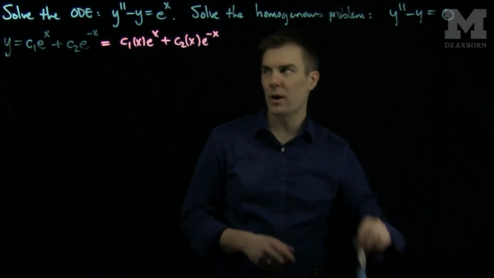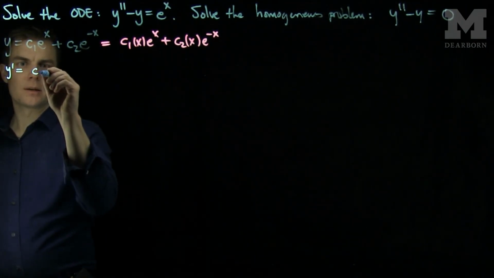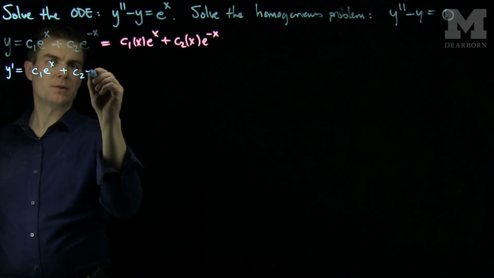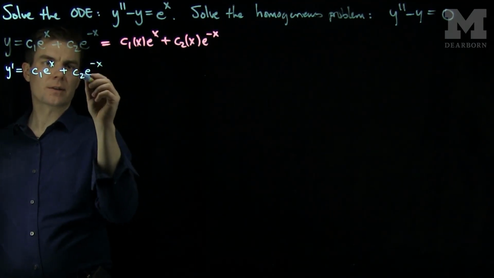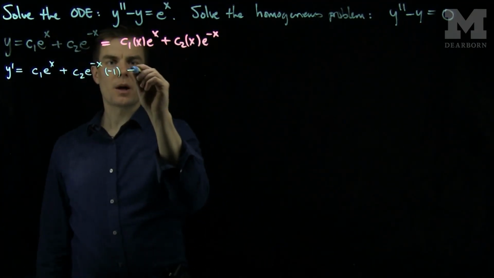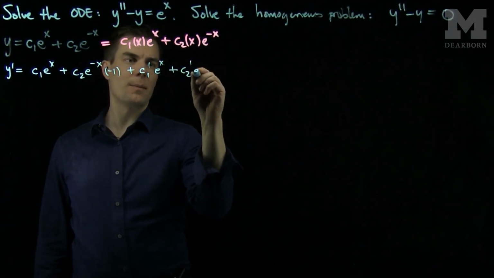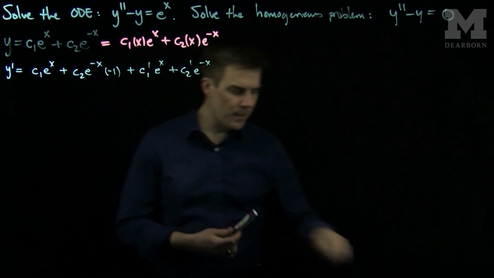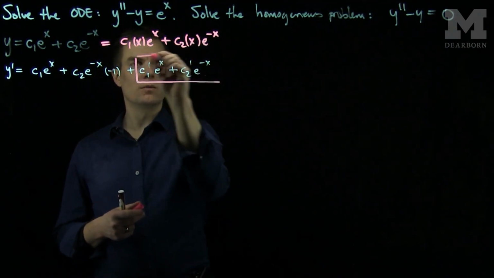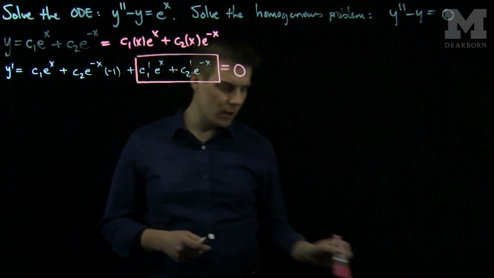So plugging back into the original equation, we will see that y prime is going to be c1, I'll drop the of x, e to the x, plus c2 e to the negative x times negative 1, because the derivative of negative x is negative e to the negative x, plus c1 prime e to the x, plus c2 prime e to the negative x. And the method of variation of parameters says that when you do the first derivative, the derivatives of the coefficients are set to be equal to 0. That gives us one of our equations.